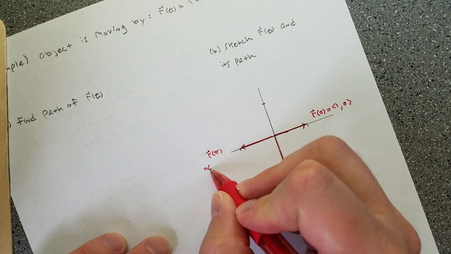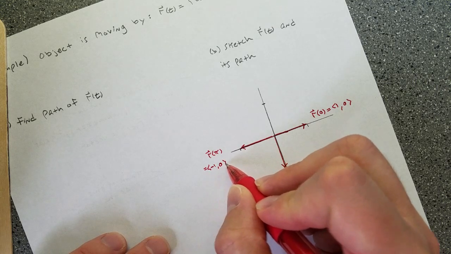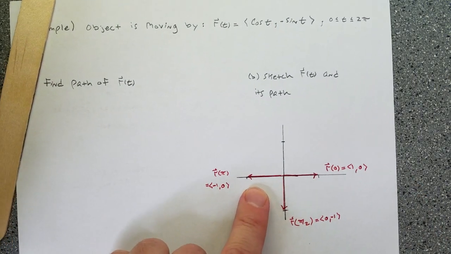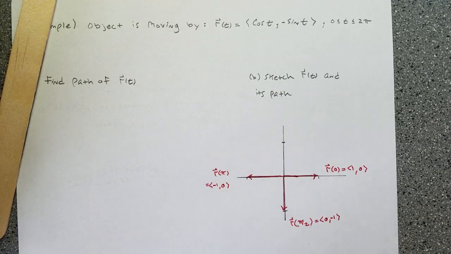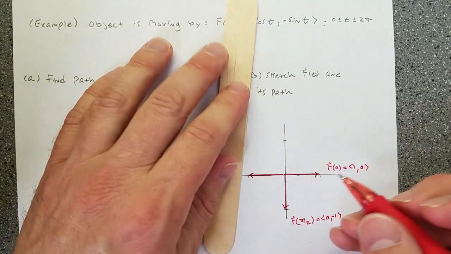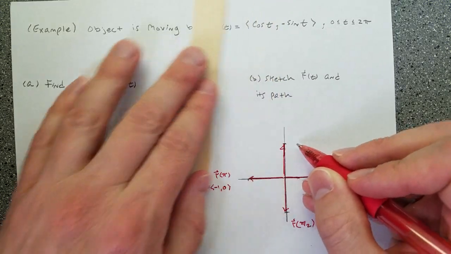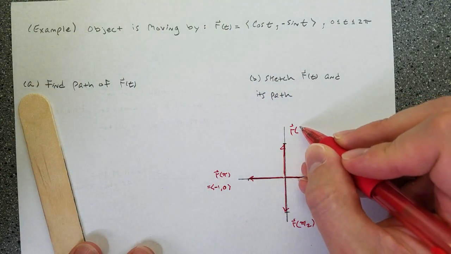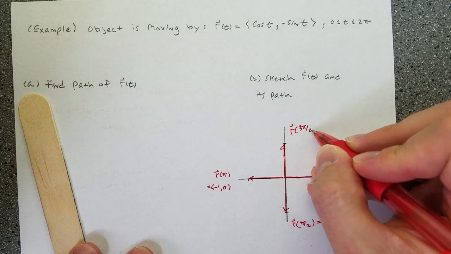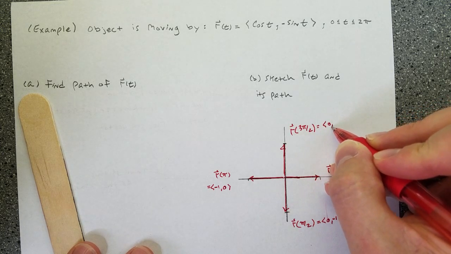R of pi is equal to negative 1 for x, 0 for y. Position vector, a vector indicating the position at that time when t is pi. And then finally, I'll do 3 pi over 2, and you can double check my math, and you'll get that r of 3 pi over 2 is 0 and 1.